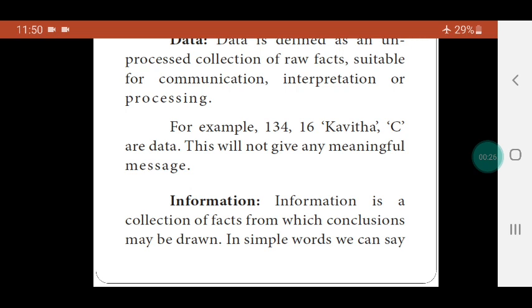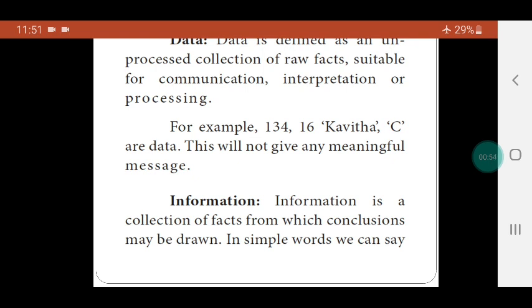First of all, we will see what is meant by data. Data means it is a raw fact. It is a collection of raw facts, that is called data. For example, 134 and Kavita, given separately, do not have any meaning. That is called data.